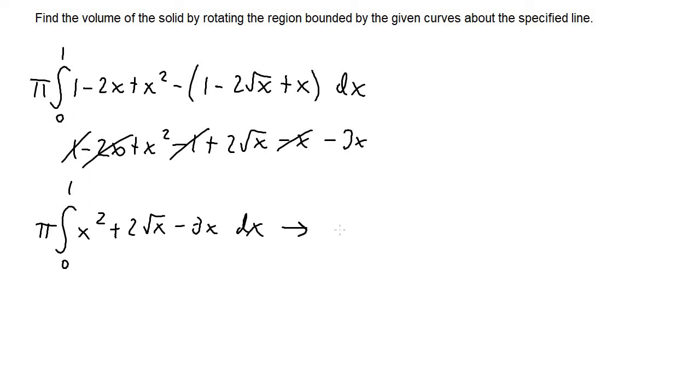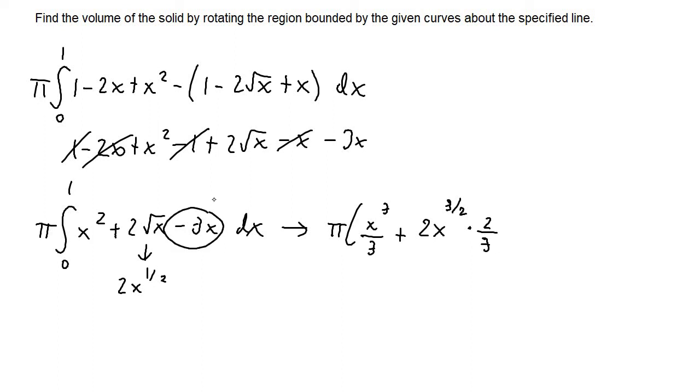So evaluating the integral, we have pi times the integral of x squared, which is x cubed over 3, or 1/3 x cubed, plus, now I'm going to go ahead and rewrite 2 times the square root of x as 2 times x to the 1/2 power. So I can use the power rule. The integral of 2x to the 1/2 is going to be 2 times x to the 3/2 divided by 3/2, or multiplied by 2/3. And then we have the integral of negative 3x, which is going to be negative 3 over 2 x squared.